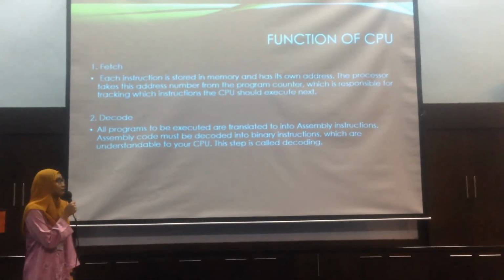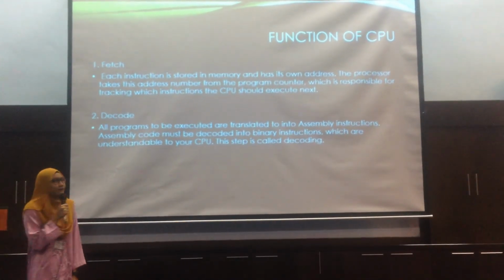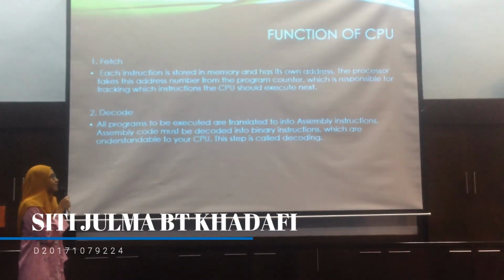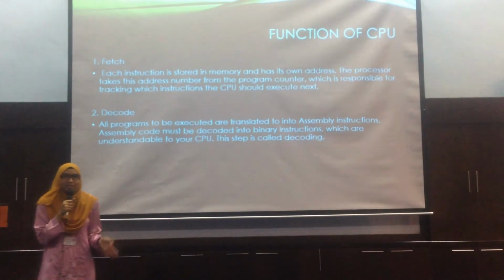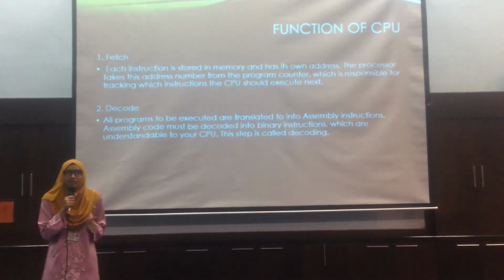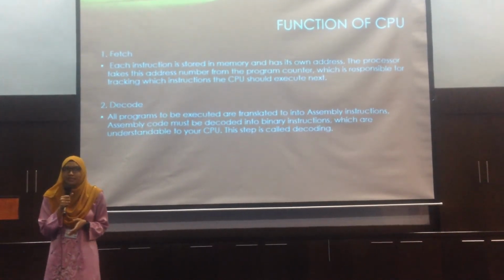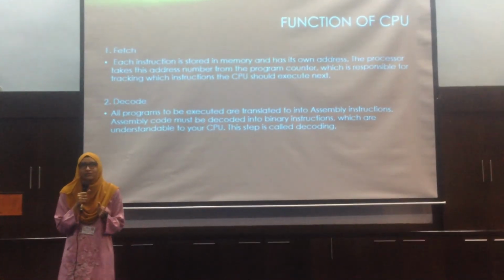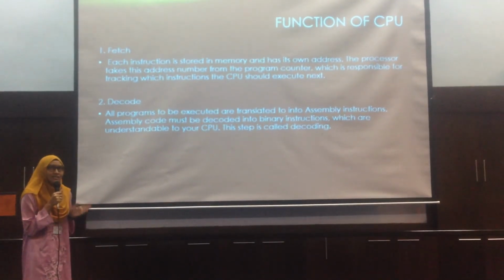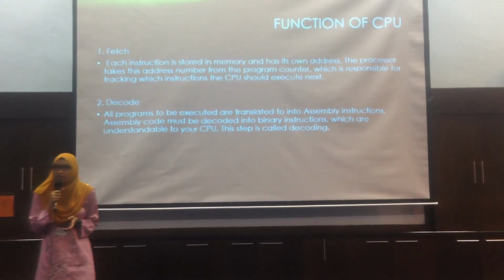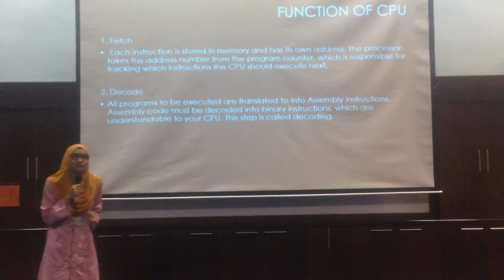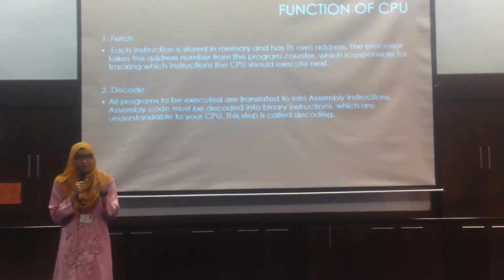Next, there are 4 main functions of CPU. First is fetch. Each instruction stored in memory has its own address. The processor takes this address number from the program counter, which is responsible for tracking which instruction the CPU should execute next. Second, decode. Assembly code must be decoded into binary instructions which are understandable to the CPU. So, this step is called decoding.